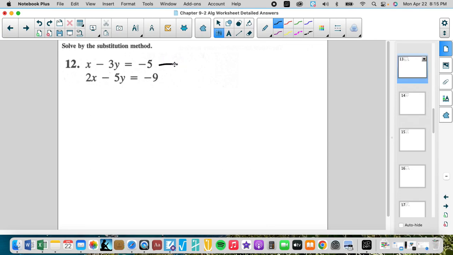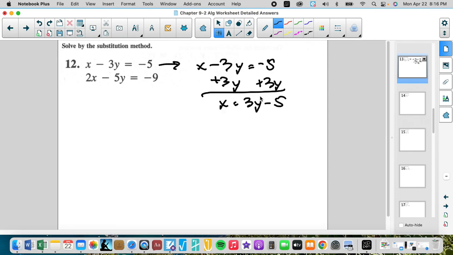I'm going to solve for x. Keep it simple. Keep it simple. Don't make it any harder than it needs to be. So we'll add 3y to both sides. We get x equals 3y minus 5.